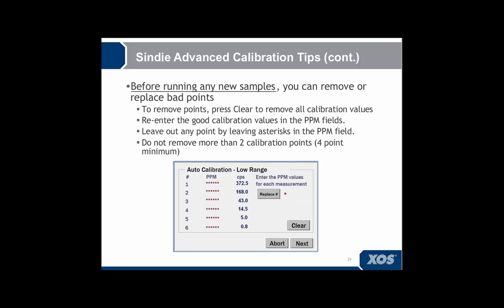To remove any of the points that you don't want to use, you press the clear button. This removes all calibration values. Then you re-enter any of the points that you want to use on the left in the ppm fields. Do note that anything that is left as asterisk is not used in the calibration. And we also recommend that you have a 4-point minimum calibration. Don't remove more than 2 calibration points.